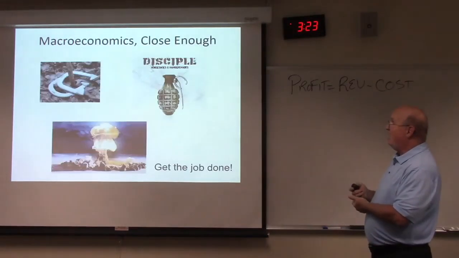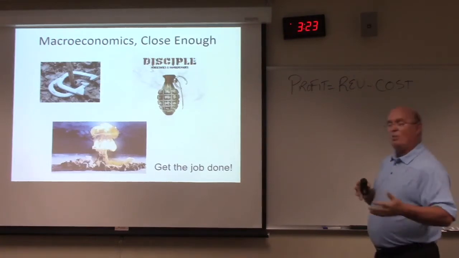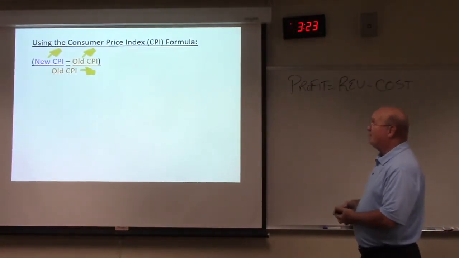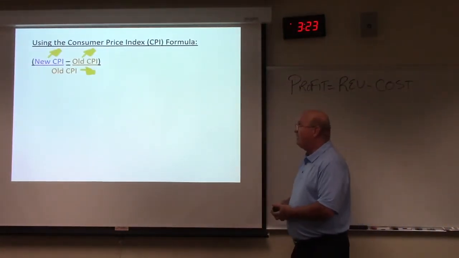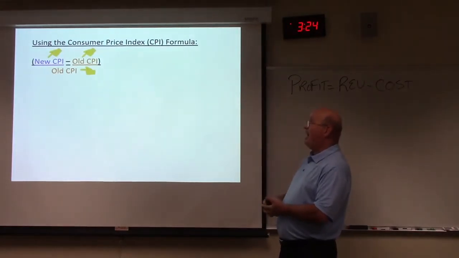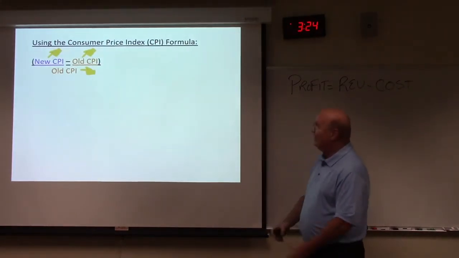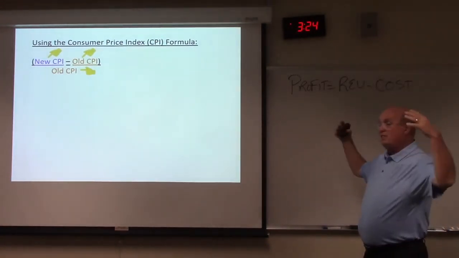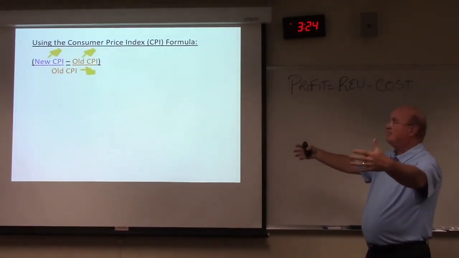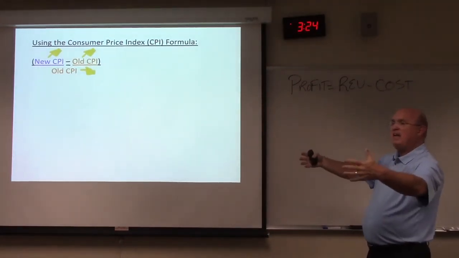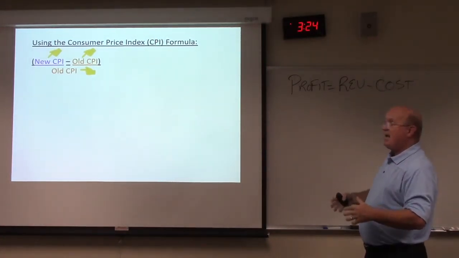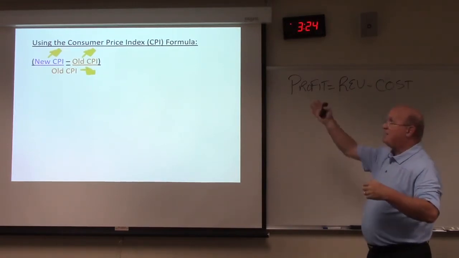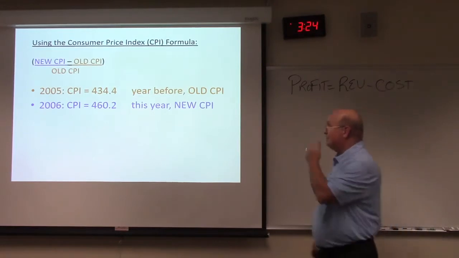So, yep, here's our hand grenades, horseshoes, and nuclear weapons. We want to get close enough to get the job done. So, our formula: new CPI minus the old CPI, divided by the old CPI. And you go, what the heck are you talking about? Well, remember that market basket of goods? We just add up how much all of them cost. That's the consumer price index for that year. Then we take the market basket for a previous year and see what that all added up to. That's the old CPI.